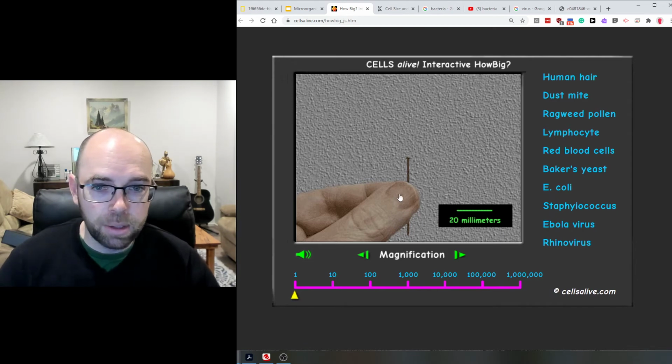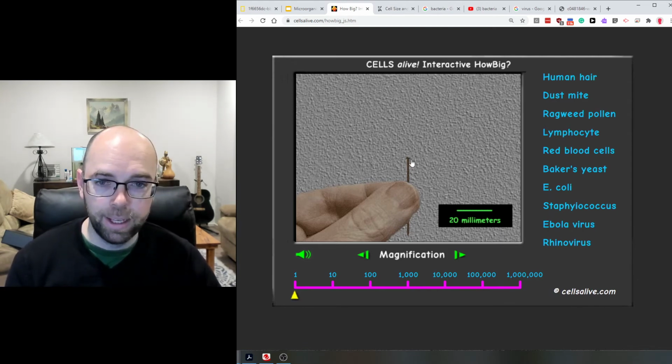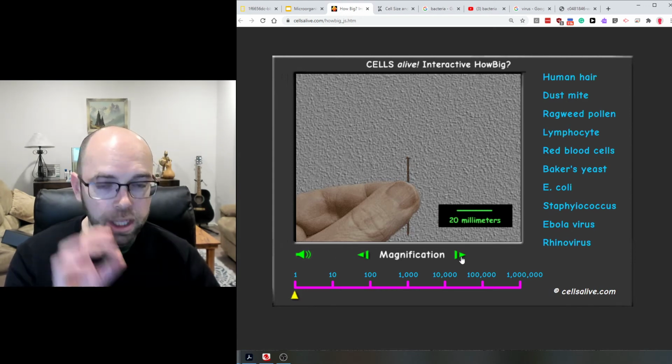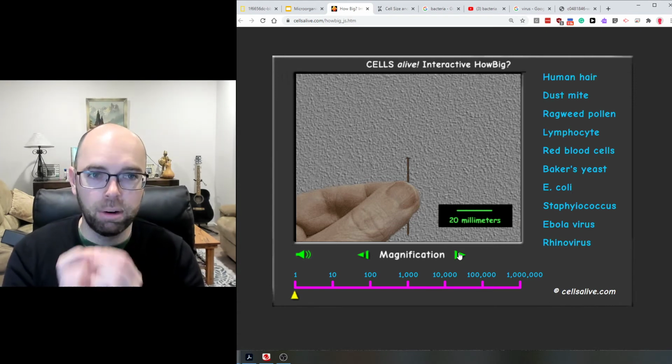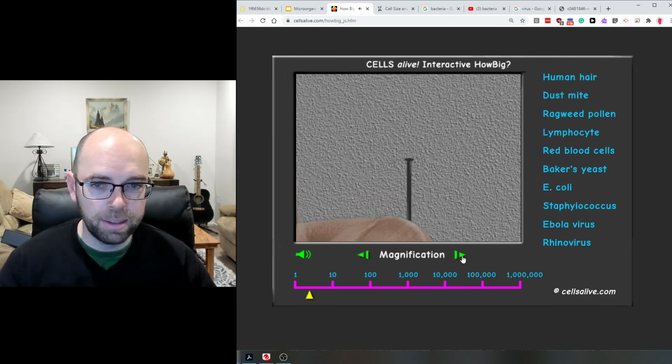Now, look, someone holding a pin. Obviously, we can't see any microorganisms here, but what we can do is zoom into the pin, and that gives you an idea of just how small microorganisms actually are. I'm going to zoom in a bit. You can see the pin's getting a bit bigger.